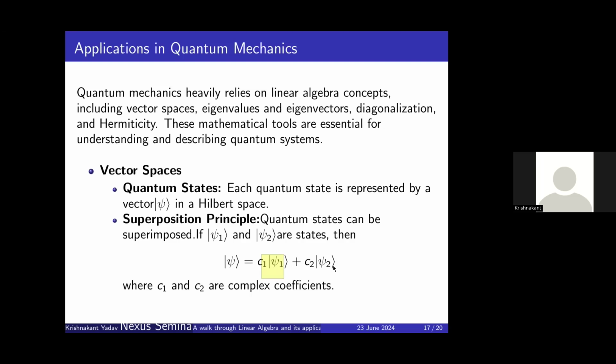Let's go with an example. Considering the example of qubits 0 and 1, you can put psi 1 as 0 and psi 2 as 1. So the equation will be ket psi equals c1 ket 0 plus c2 ket 1. On solving this further, we easily get that alpha squared plus beta squared equals 1.